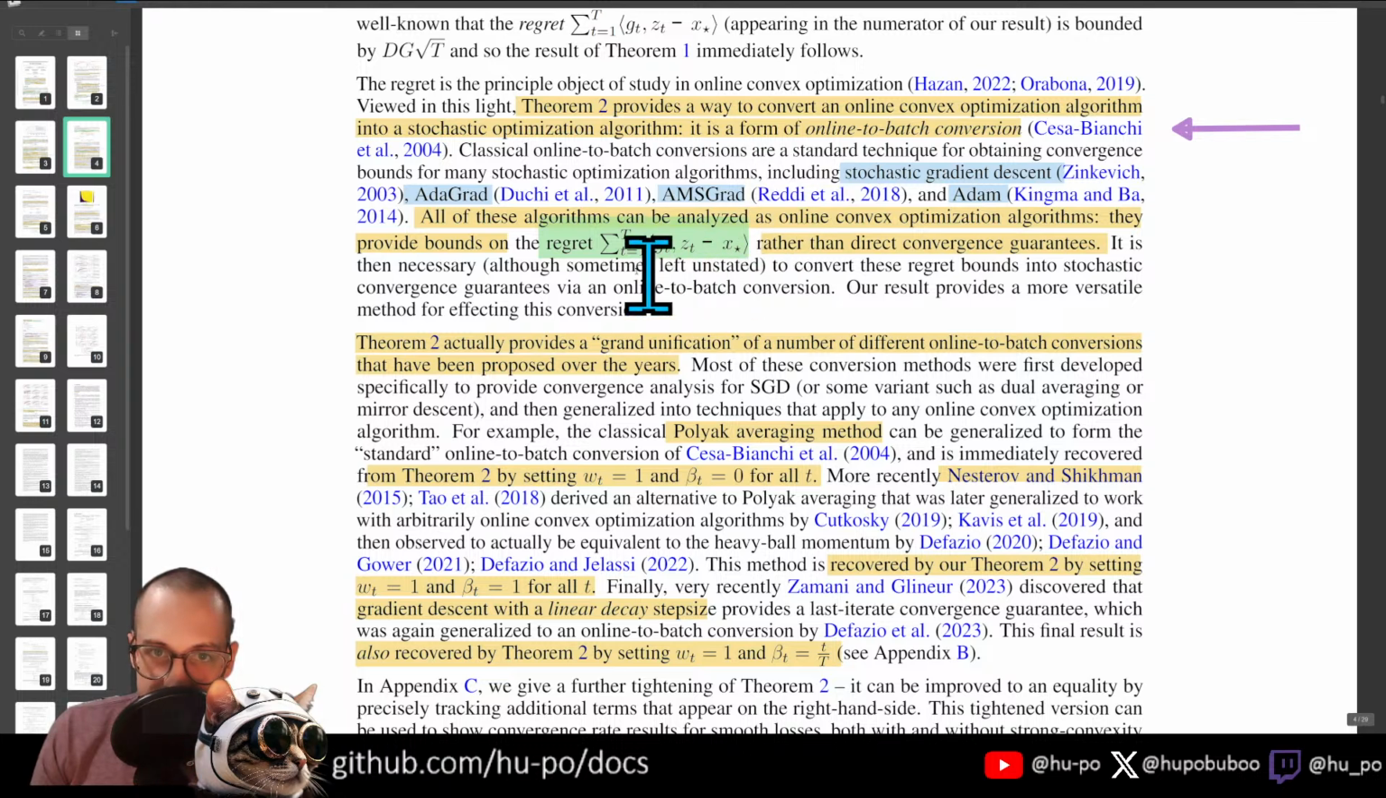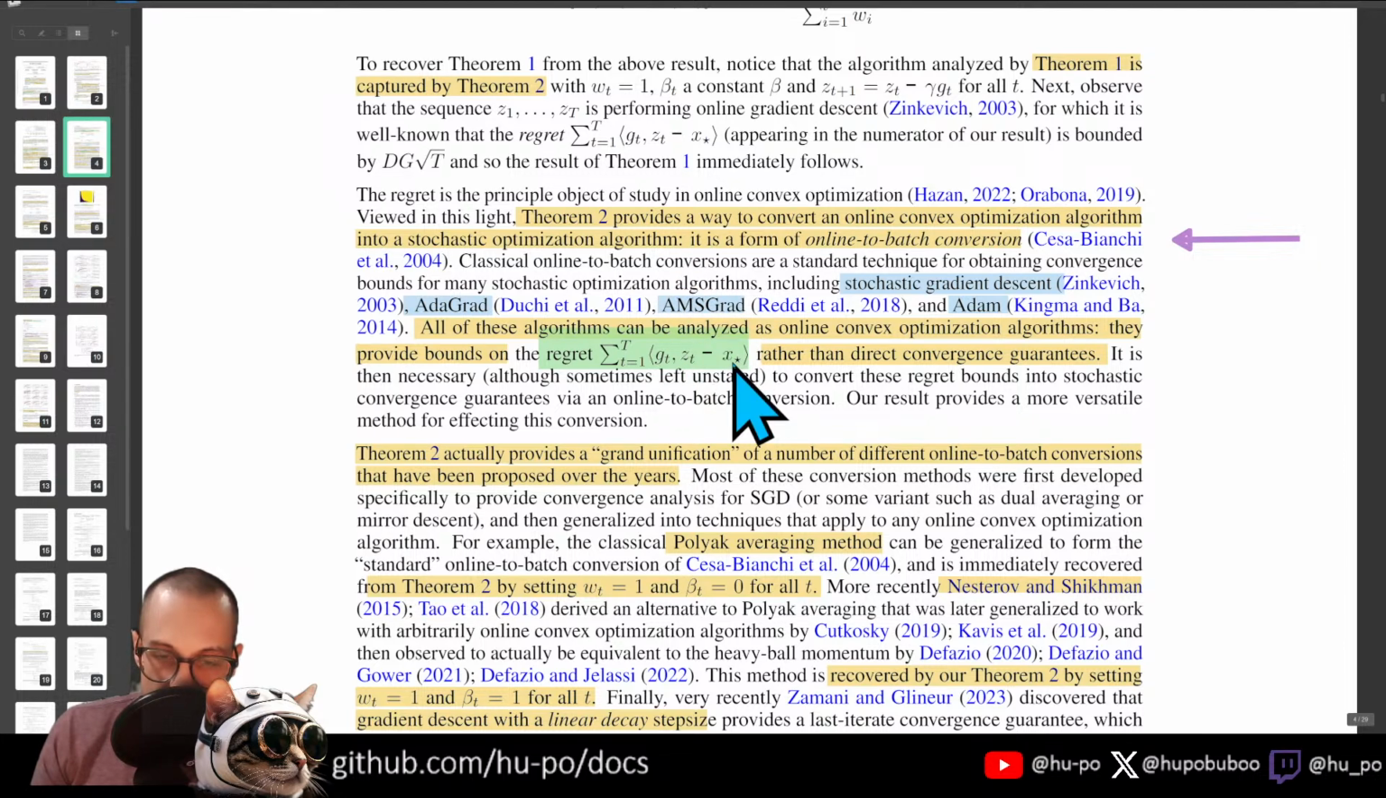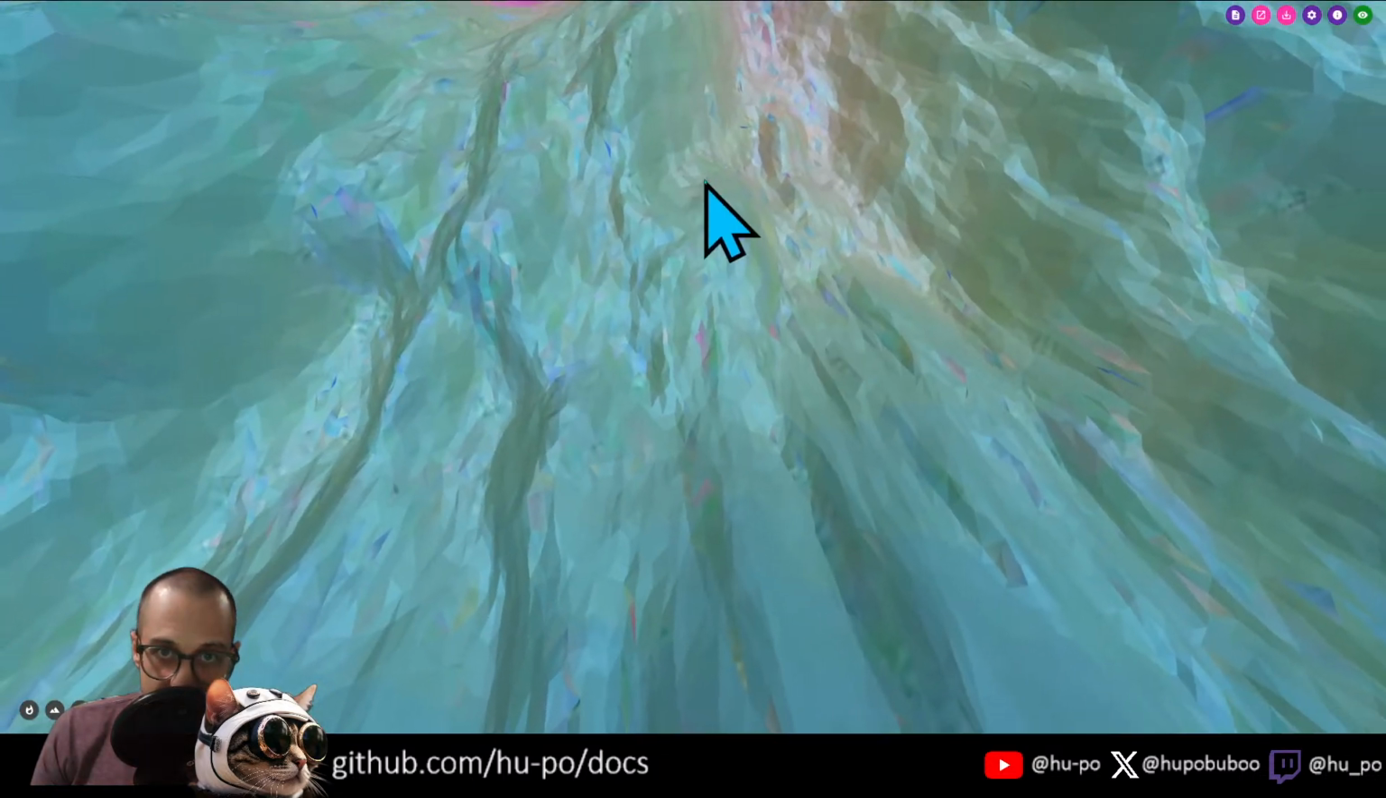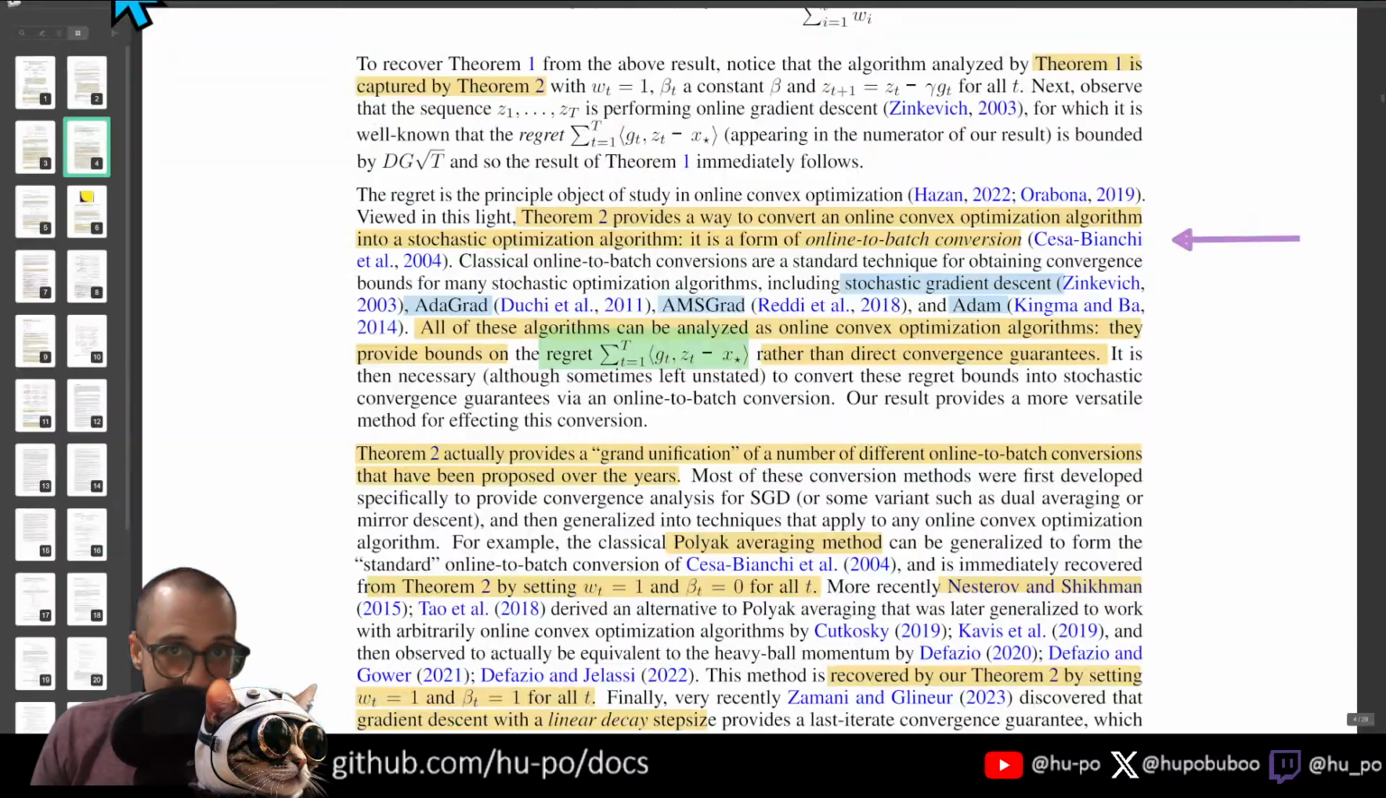Okay, we were looking at online to batch conversion. All of these algorithms can be analyzed as online convex optimization algorithms. They provide bounds on the regret rather than direct convergence guarantees. So the regret is simply your X star, which is like the point at which you want to end up, right? Your X star is going to be the point right here. And the difference between your Z of t and your X star, given that gradient, over all the time steps t, that's the regret.